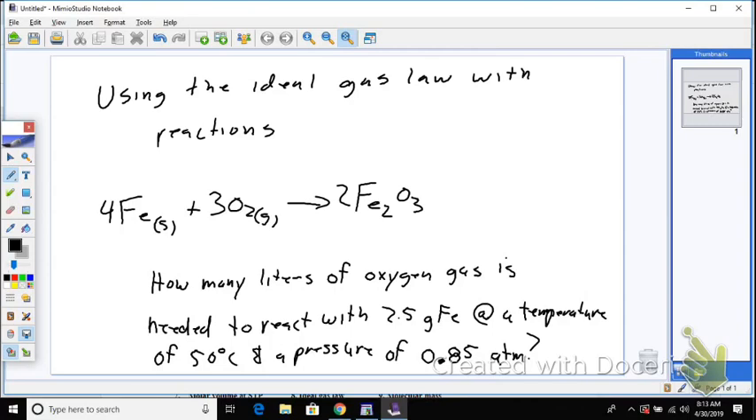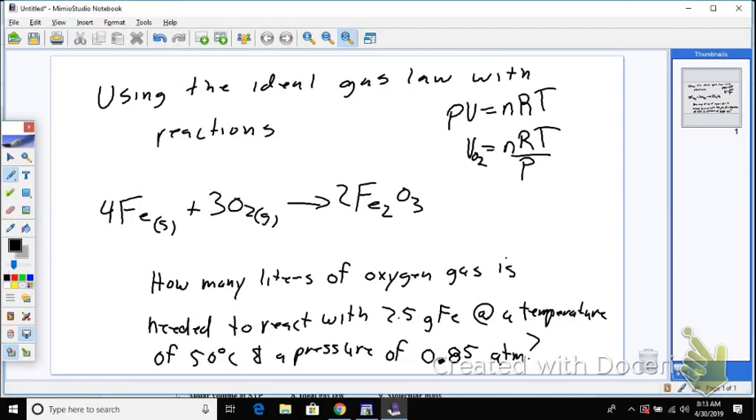So if it's asking for liters, we've got PV equals nRT. So which variable do we need to solve for? Volume, okay? So I rearrange that, and so then I have volume equals nRT over P. Now this is volume of what gas? Okay, oxygen, O2. So that's volume of oxygen.